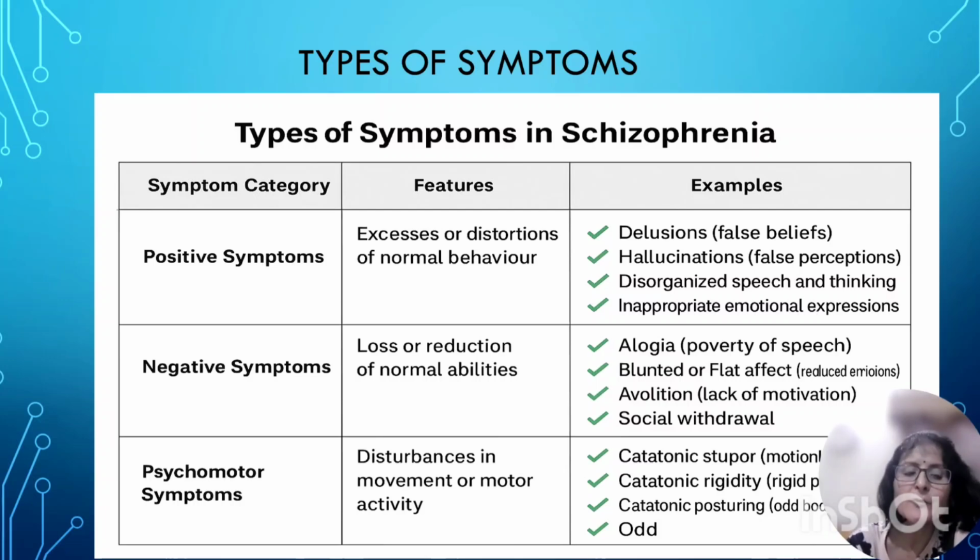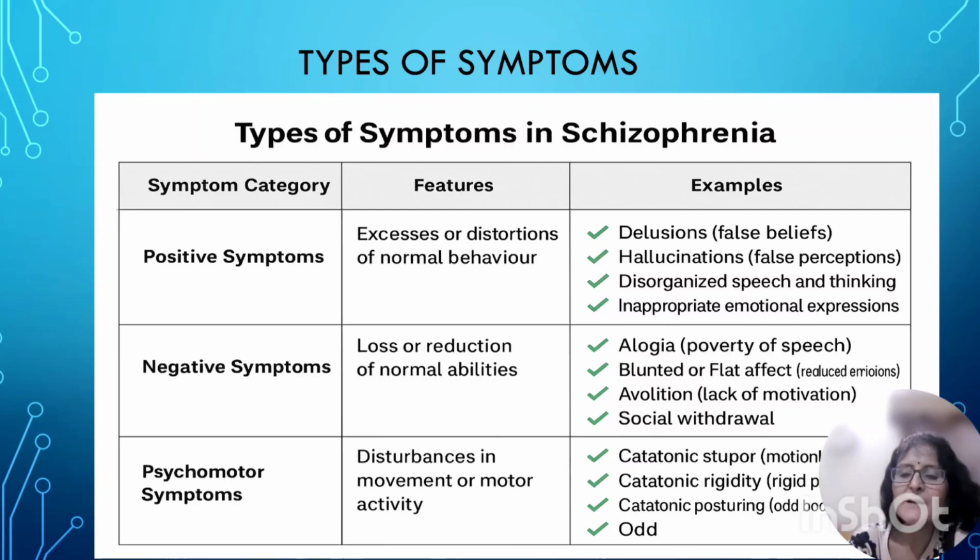Then psychomotor symptoms, that is disturbances in the movement or motor activity. That means you would be finding a schizophrenic patient, if he has kept his hand like this, you will be finding that his hand is like that for hours also. So that is what is disturbances in movement or motor activity. We'll talk about these symptoms now in details with their examples.